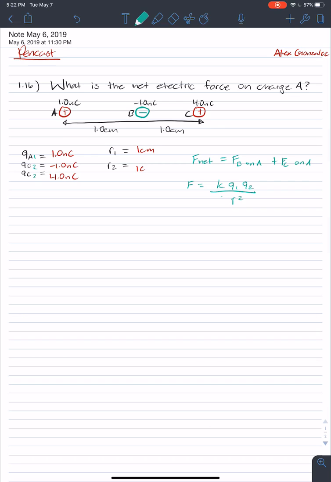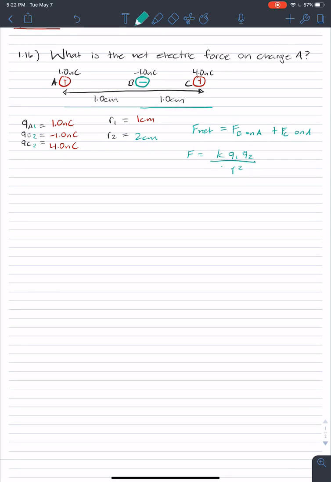So for example, the distance from A to C is going to be 1 centimeter, 2 centimeters. So we're going to call that R2. Alright, so now we just basically plug everything into these two equations.